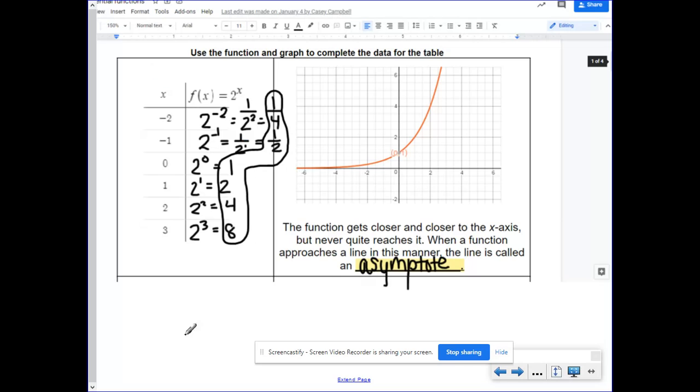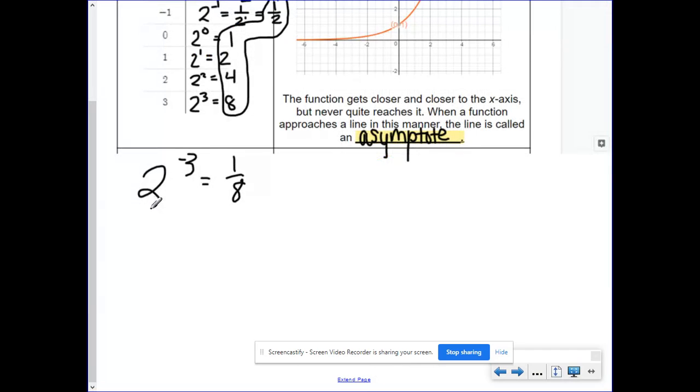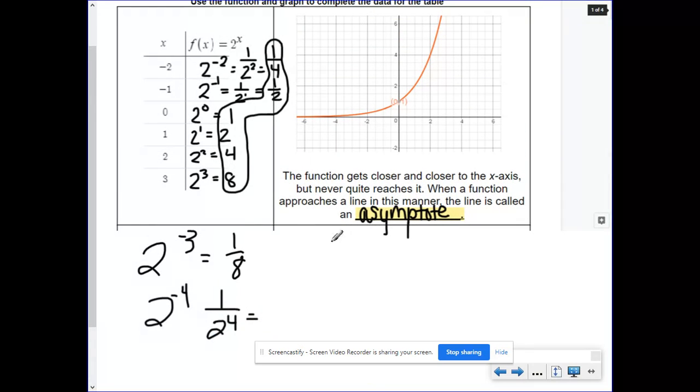So if you tried x is -3, you'd have 2 to the negative third power, which would turn into 1/8. So like I said, the more negative numbers you use, 2 to the negative fourth, that would be 1 over 2 to the fourth. And so you're never actually getting to 0. You're just getting smaller and smaller fractions. That's called an asymptote.